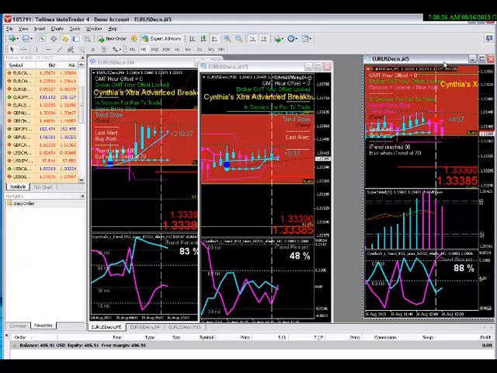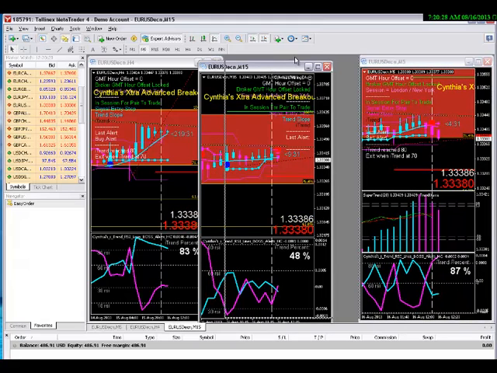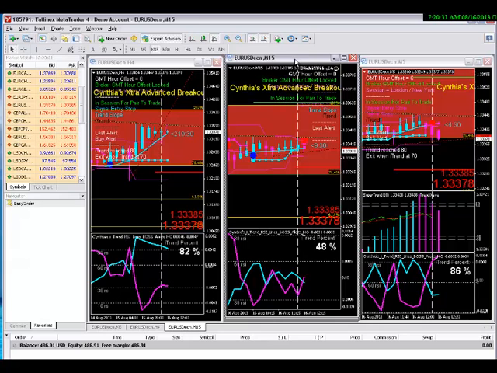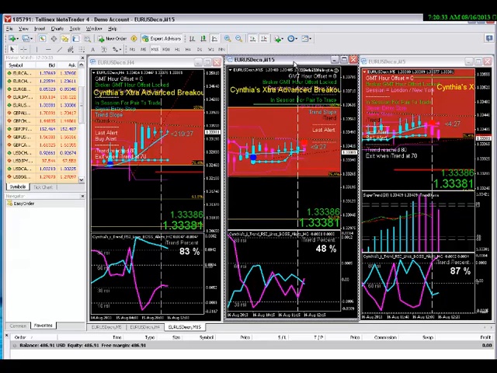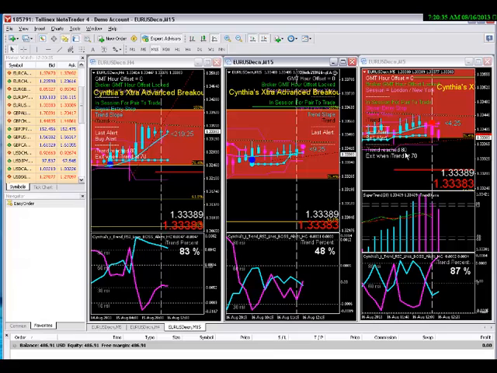And you can do this with just 2 charts. I do it with 3 in my Xtra Advanced PDF. I teach you how to do it with 3, but if 3 is too confusing, just start with 2. And you're going to start with the higher time frame.